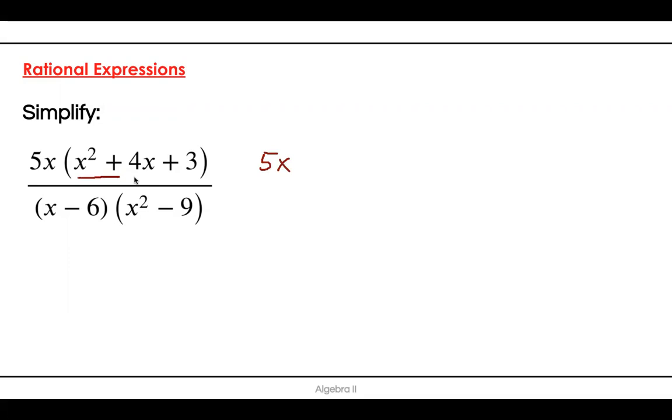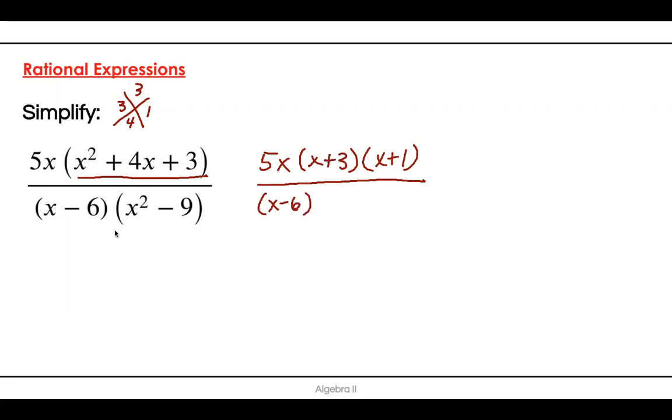Then for this one, we have to figure out what multiplies to give us 3 and adds to give us 4. It's going to be 3 and 1. So then we'll have x plus 3 and x plus 1. And then on the bottom, x minus 6 can stay. And then this is a difference of two squares. We know it factors to x plus 3 and x minus 3.